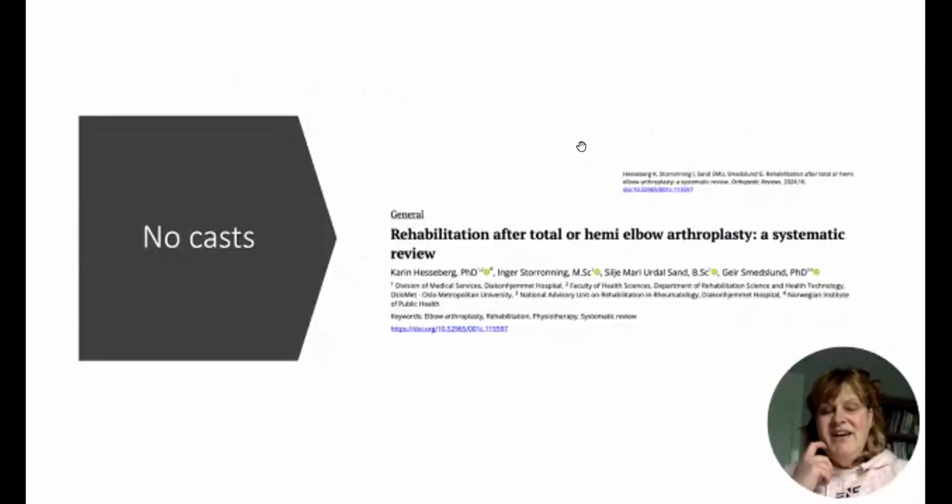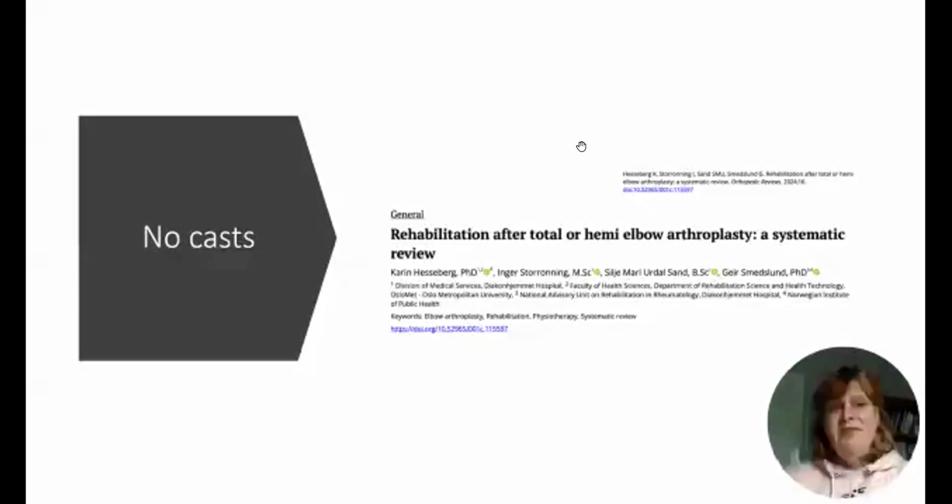So, is there any consensus really on rehabilitation after total elbow or hemiarthroplasty? And the answer is pretty much no, looking at this systematic review. The only thing that they actually agreed upon was no casts. And we certainly within our unit minimize the use of casts, or if they are used, they are only there transiently. We try and start active movement as soon as possible.